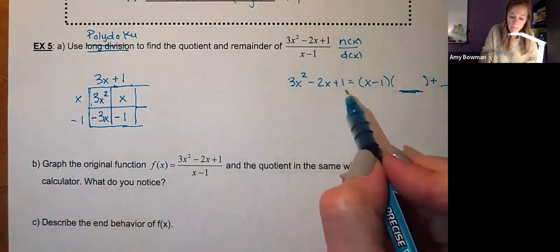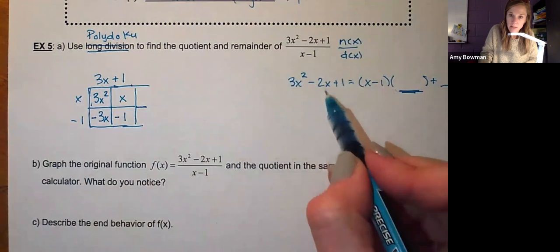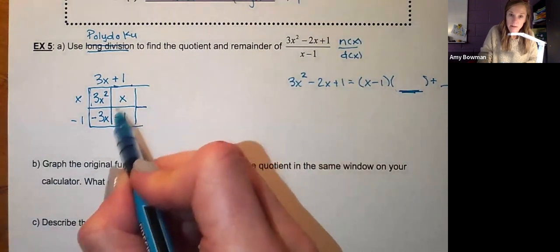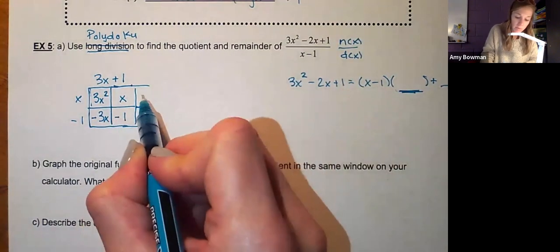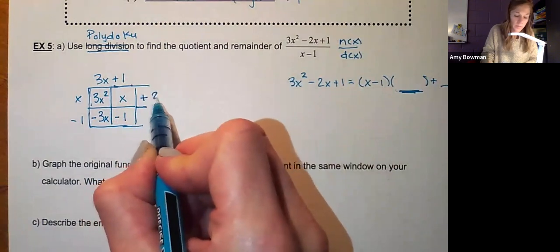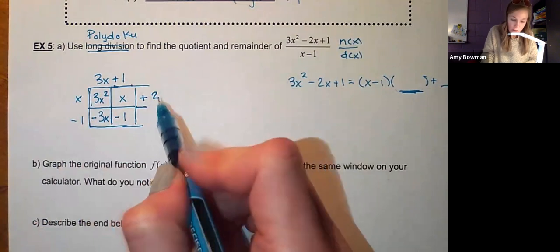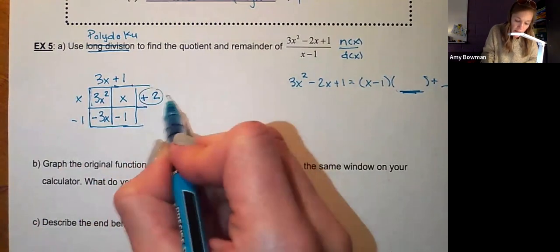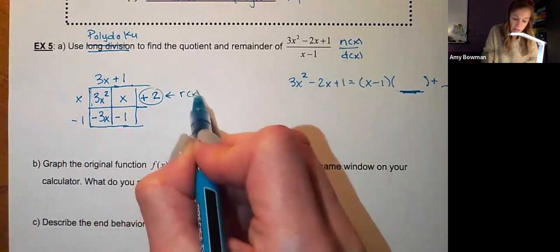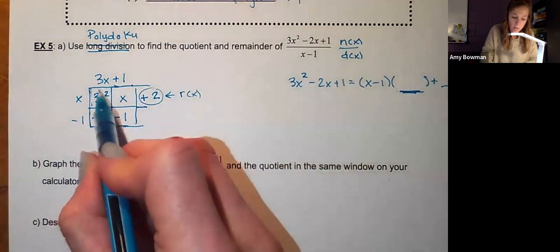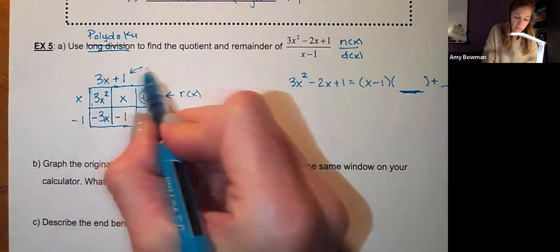And then we go back here, but I wanted positive 1 in my dividend. So what do I need to add in my area model to have that positive 1? That would be plus 2. And then I can't multiply x by something to get 2. So what that means is that 2 is actually my remainder r of x. And my quotient is 3x plus 1.